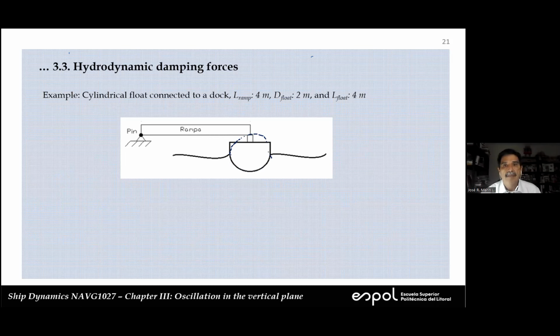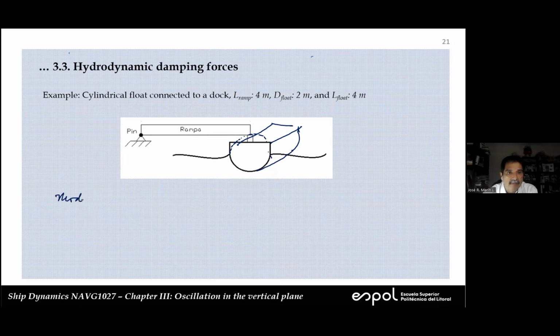So this diameter here is 2 meters. This distance from the pin to this center is 4. And the length of the float, that's this dimension, from here to here, that's again 4 meters. So we're going to represent this with a model in order to calculate then the oscillation.